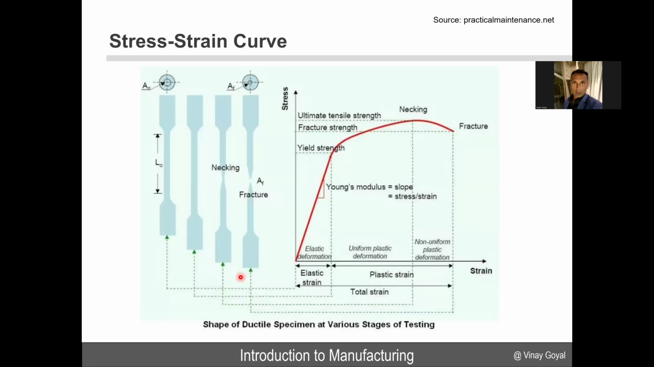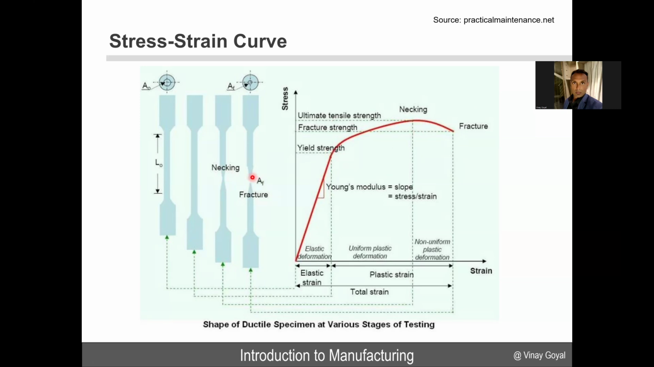The stress strain curve has interesting behavior. So here's the shape of a ductile specimen at various stages. So let's look at what's going on. As I load up the sample, I'm going to start moving through the elastic zone. And then as I continue to load up the sample, I'll go into the necking region, where the cross-sectional area will reduce significantly, and then it will go on to fracture, which is the final stage there.